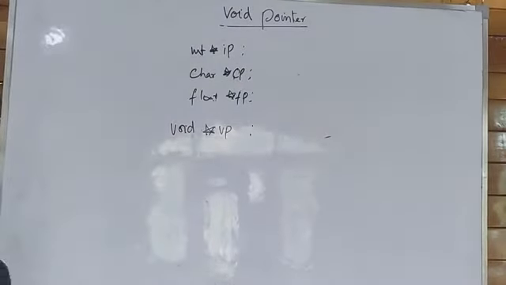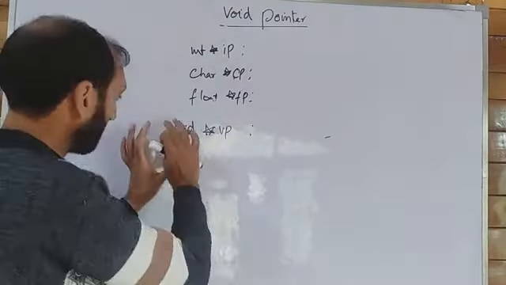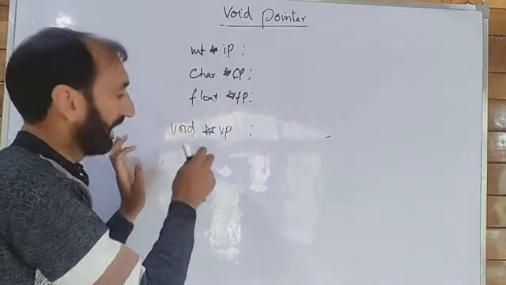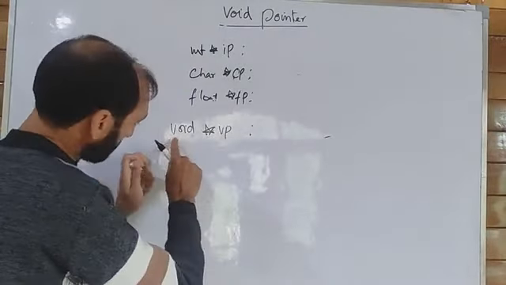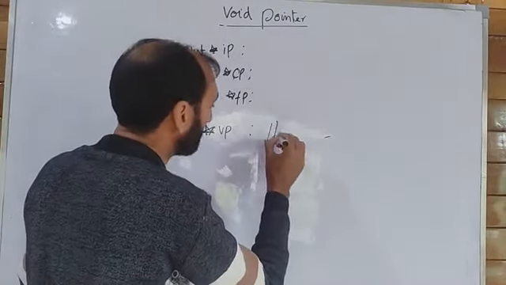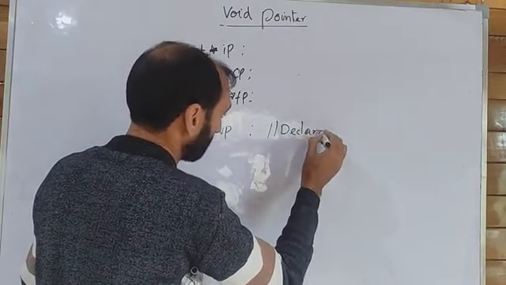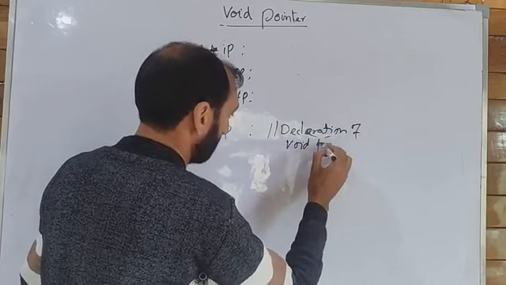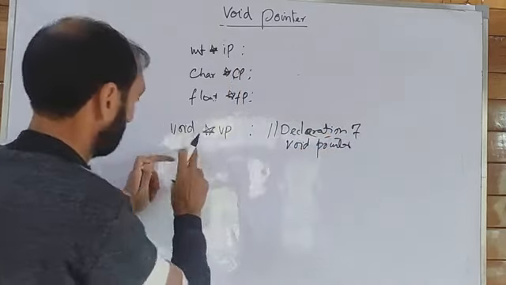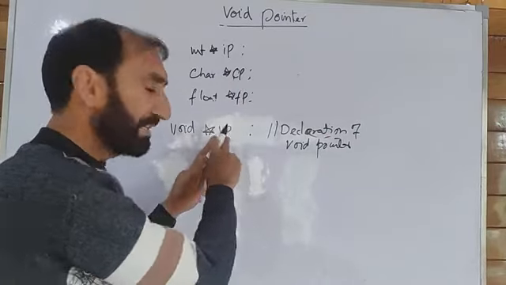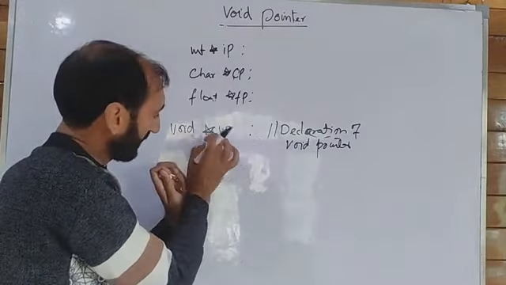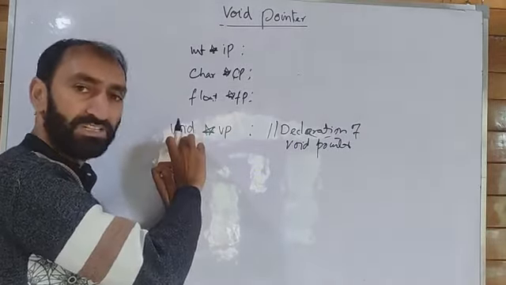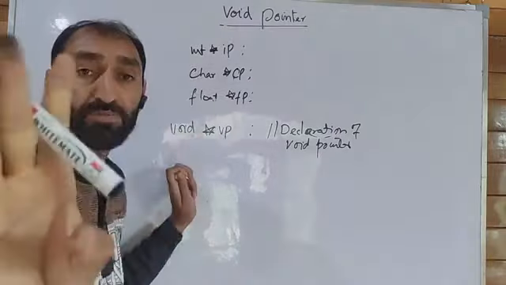So what is a void pointer? A void pointer is a special type of pointer which has no data type associated with it, and this is its declaration. Through this instruction, we can declare the void pointer. This declaration tells the compiler that VP is the name of the pointer, and the asterisk tells the compiler that VP is a pointer, and its data type is void. That means it has no data type associated with it.